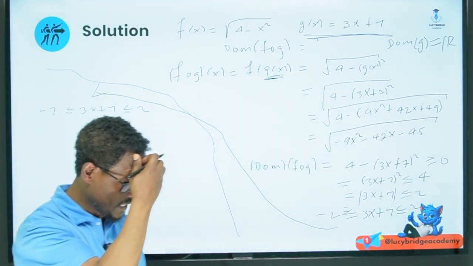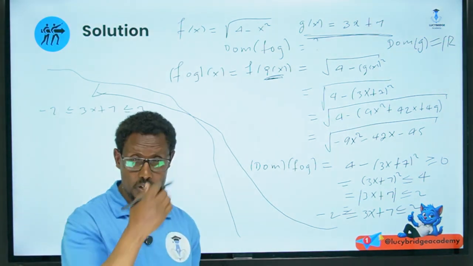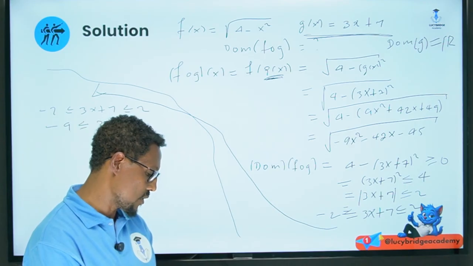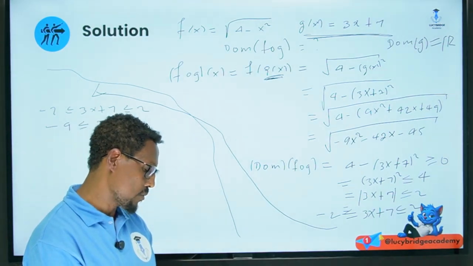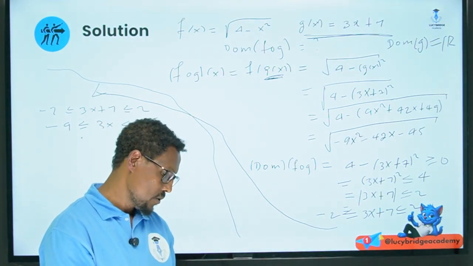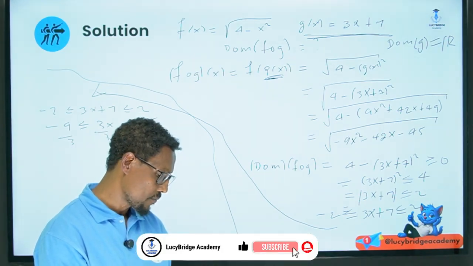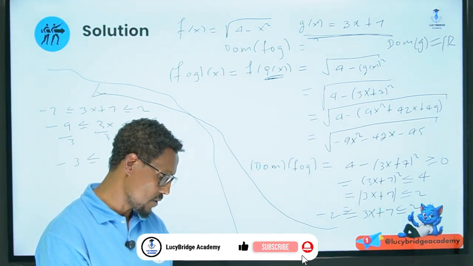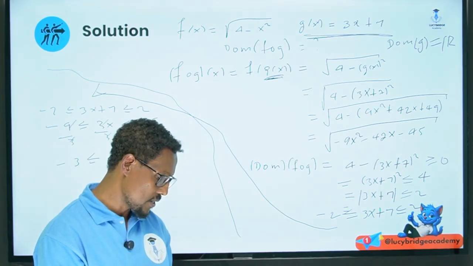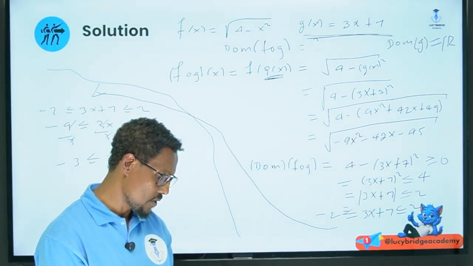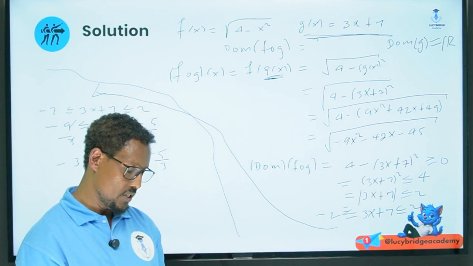Now subtracting 7 from all three expressions: minus 9 less than or equal to 3x less than or equal to 2 minus 7, which is minus 5. Okay, now dividing all three expressions by 3: minus 3 less than or equal to x (the 3s cancel) less than or equal to minus 5 over 3. So this is the domain of what?